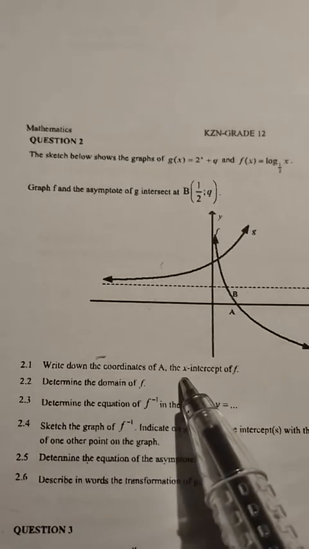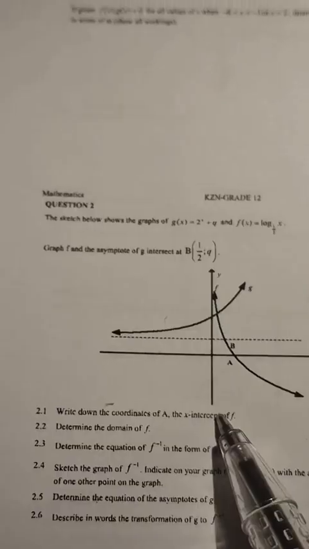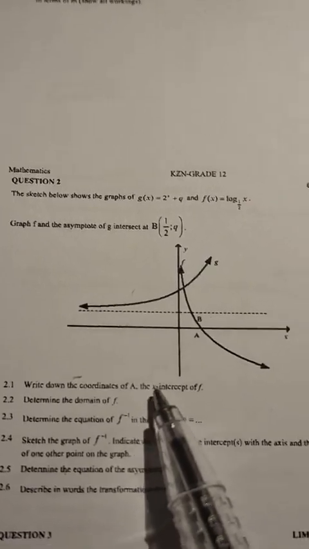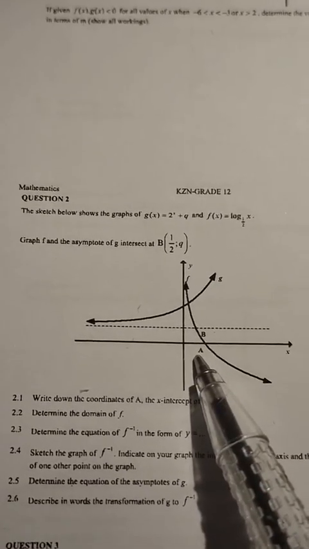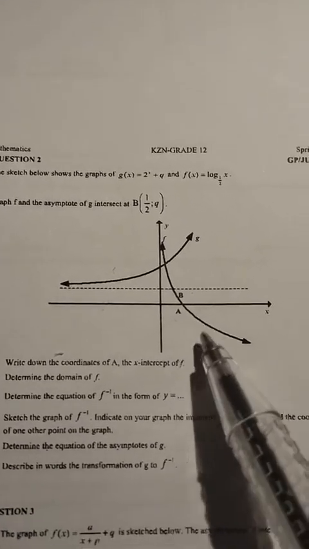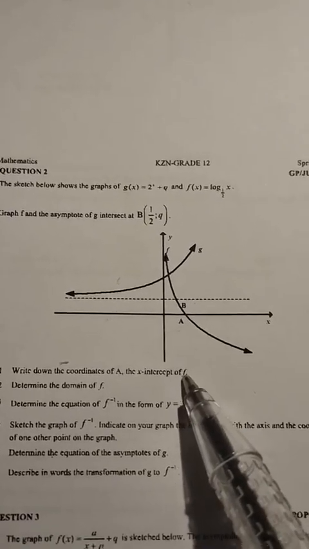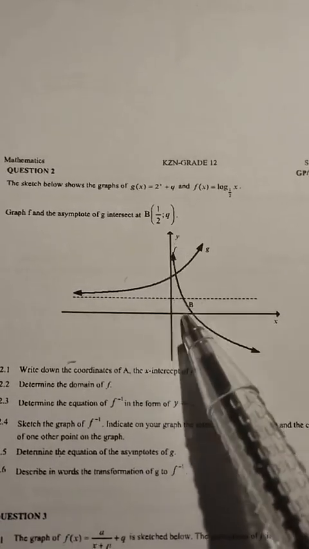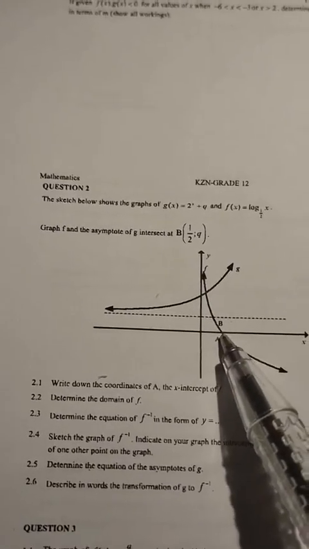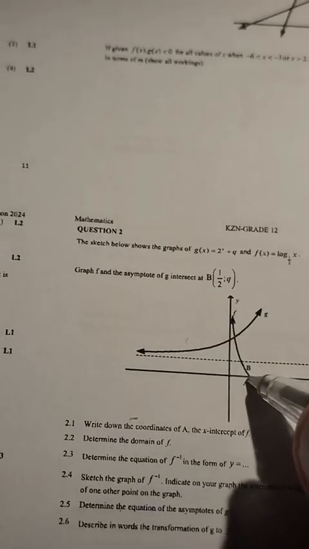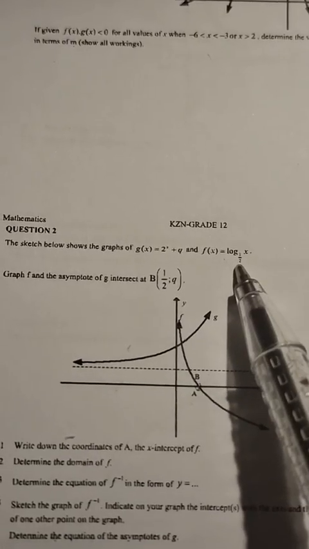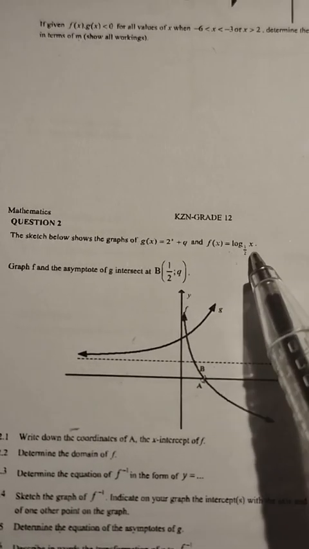Write down the coordinates of who? Of a and the x-intercept of f. And a is the x-intercept, guys. Write down the coordinates of a, the x-intercept of f. So a is the x-intercept of f. Where's the function of f? There it is. f of x is equal to log x base half.